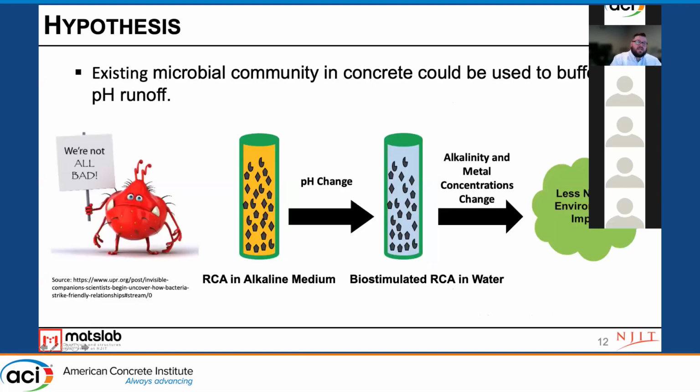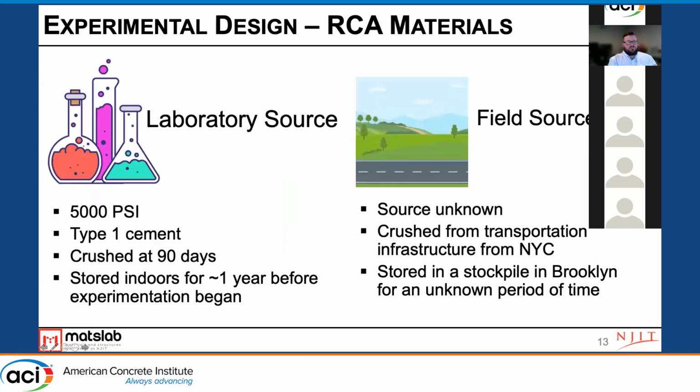We were discussing this problem and talking about how the existing microbial community in concrete might be able to be used to buffer this pH runoff. There's been some research on the microbial community in concrete. I want to give a shout out to Dr. Julia Maresca from the University of Delaware, who has done quite a bit of this work. And a lot of the bacteria that exist in concrete can actually help to buffer high alkaline environments. And so if we can try to control that, we might be able to get less negative impacts from the runoff of the water. So what did we do?